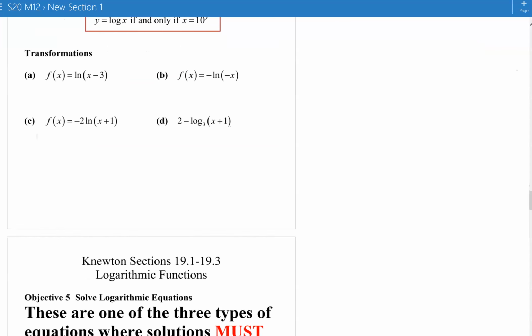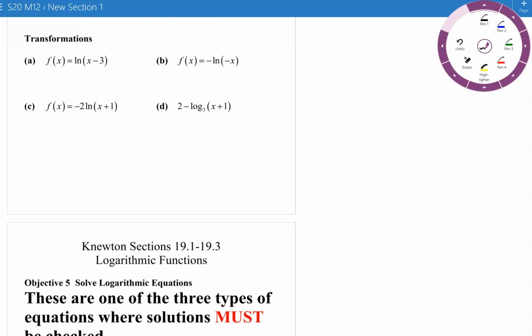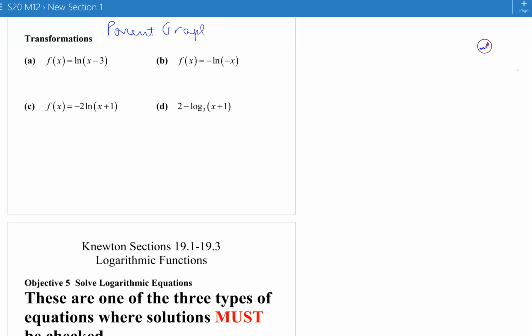So let's look at some transformations. And all the transformations we've already learned all apply here. It's just we're doing logarithmic functions now. So the parent graph is ln of x, or log base a of x, in different places.